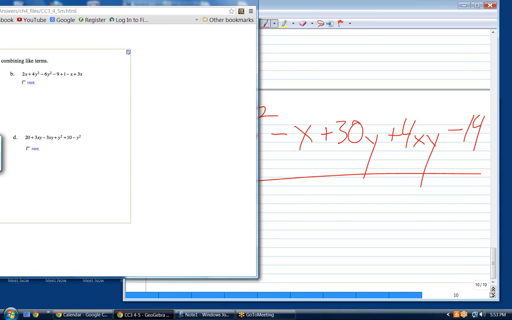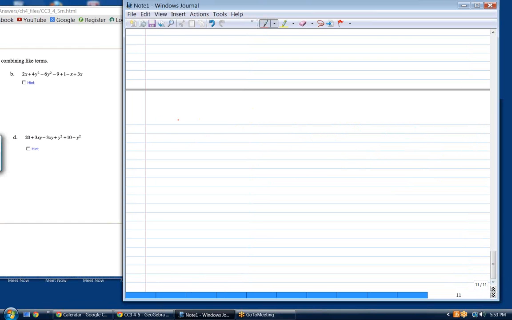And finally, D. I see a squared term here and a squared term over there. How many y squareds do we have? Is that 0? Is that 9? So there's no y squareds.